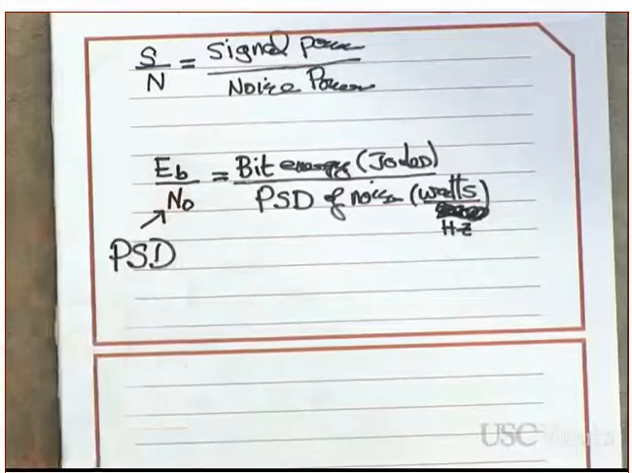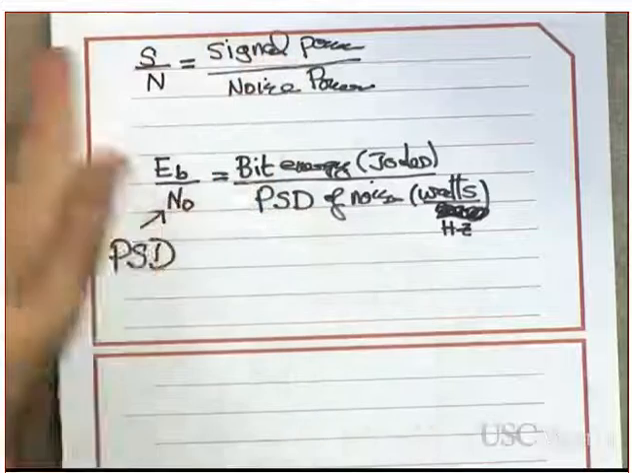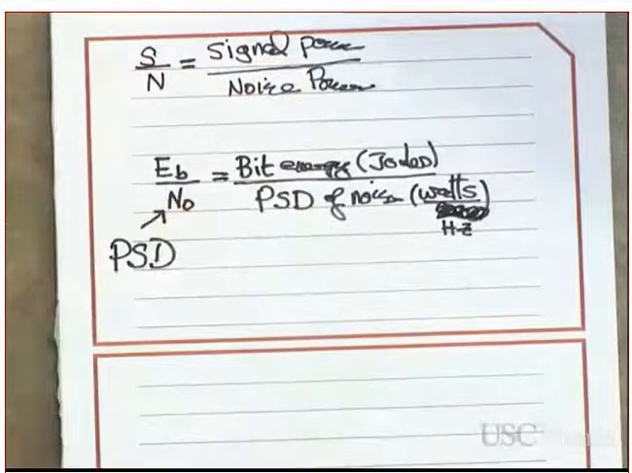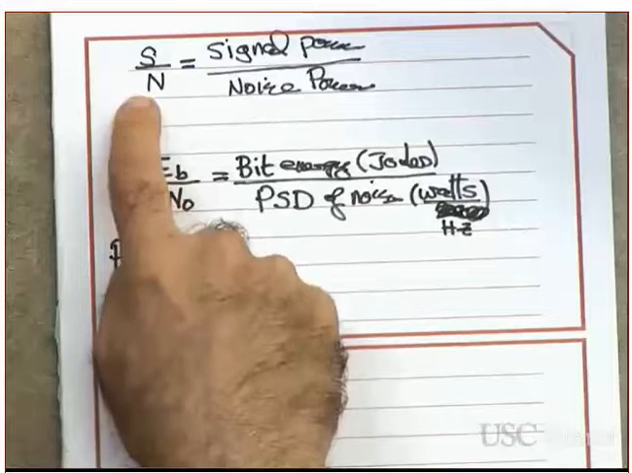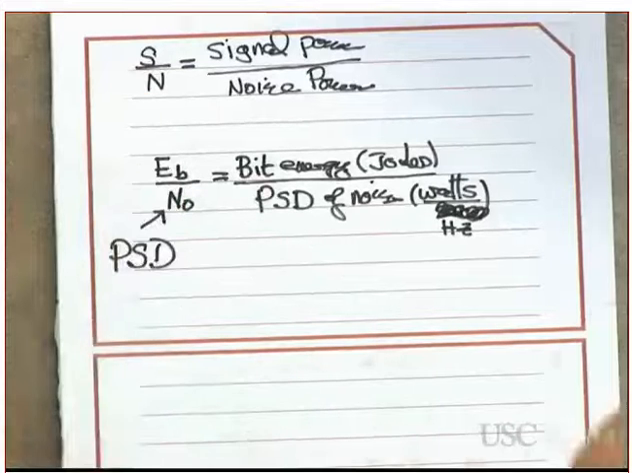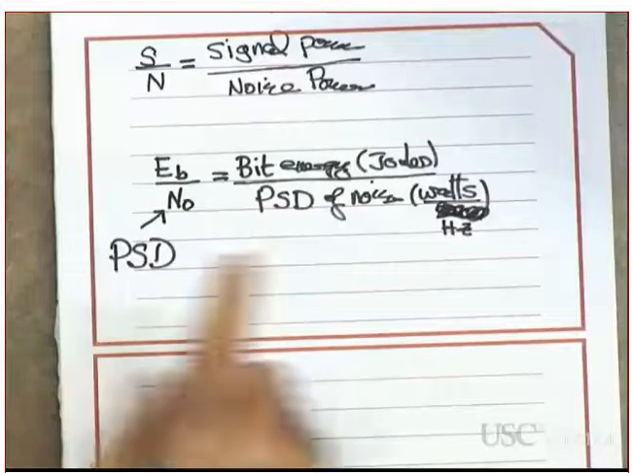When are you interested in the signal-to-noise ratio? You are interested in the signal-to-noise ratio when you deal with analog modulation. You follow me or not? However, they are related. From the link budget, I'm not going to be able to get EB over N0 without, first of all, dealing with signal power, because that is what I'm radiating. Yes or no?